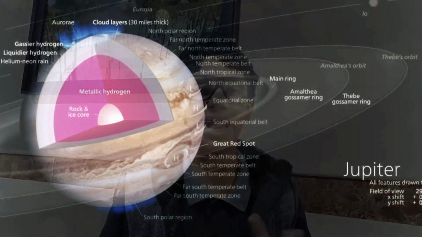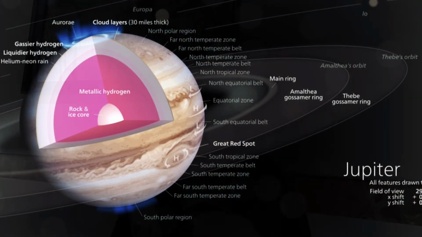Not only that, but the complex boundaries between these belts and zones are shaped by a really fast jet stream wind, and this wind causes the zones to move in an eastward direction along with Jupiter's rotation, and it causes the belts to move in a westward direction. So that's about zones and belts of Jupiter's atmosphere.